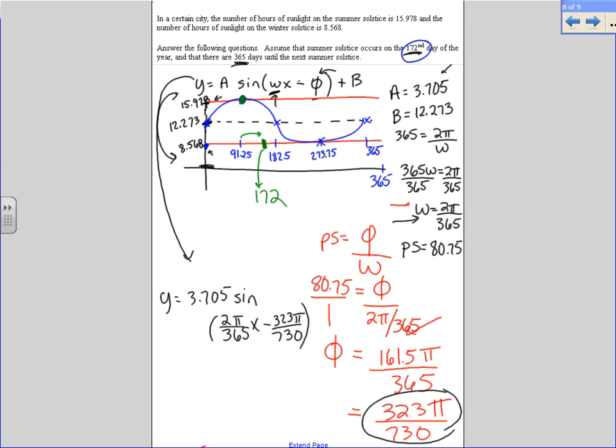And then plus b, I know this is kind of stringing along there, but it's a lot of work. It kind of ran out of room. Plus their vertical shift, or the b as they're calling it here, the 12.273. So finally I got all this for my equation now. Okay, now they're going to ask you a question here.